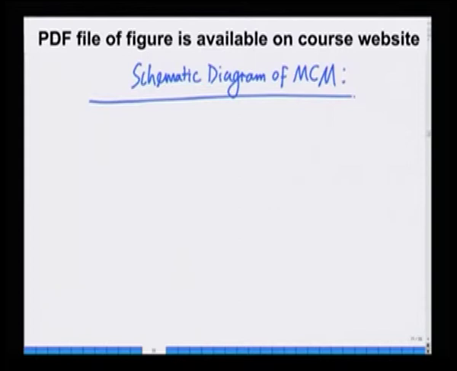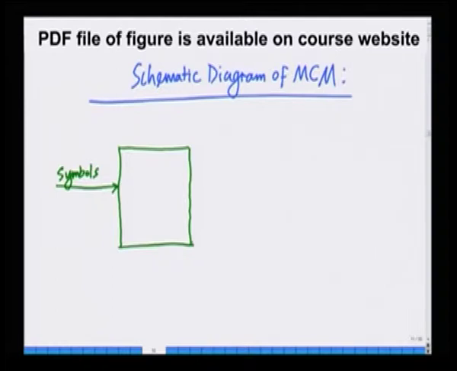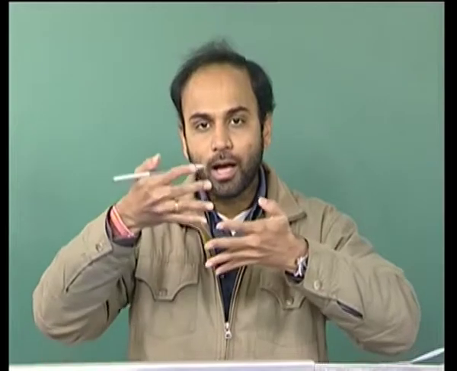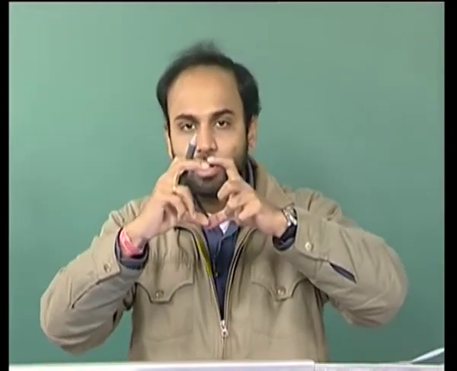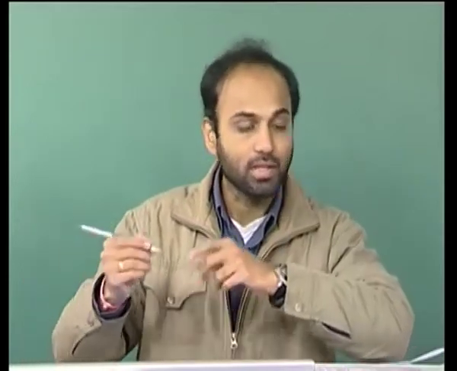So, let me draw the schematic of an MCM system. I have the symbol stream that is coming in. What I am going to do is convert them into parallel. Remember, I have to transmit them in parallel over these n subcarriers. So, I am going to do a serial to parallel conversion, which is nothing but demultiplexing these symbols. I am taking symbols and making them into a group of n symbols, because I have to now transmit them in parallel. So, this is a serial to parallel conversion.